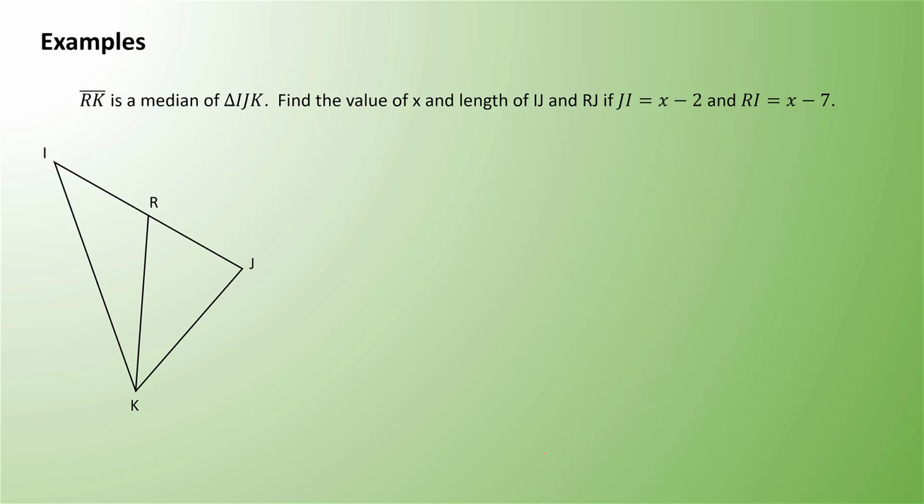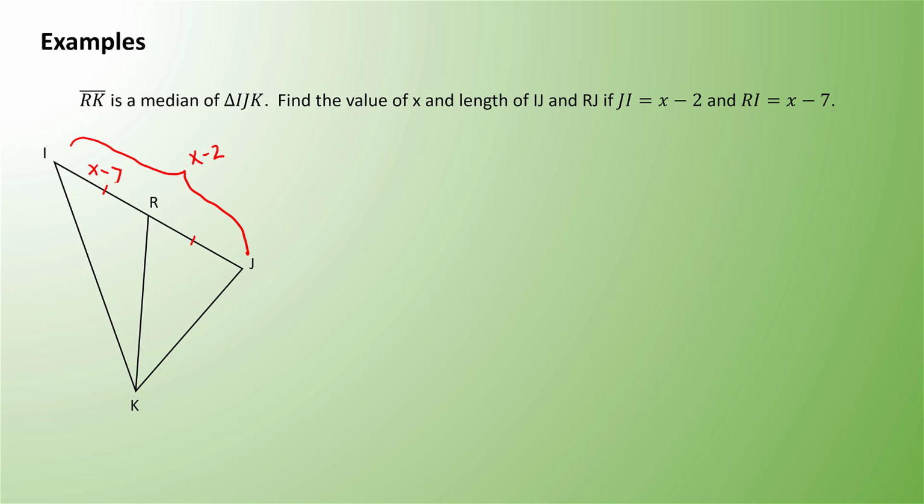Here's a similar problem, different orientation, similar problem. RK is the median of triangle IJK, which means R here is our midpoint. So the left and the right will be congruent. Find the value of x and the length of IJ. If IJ is x minus 2, so this whole length is x minus 2, and RI is x minus 7, so just this half.